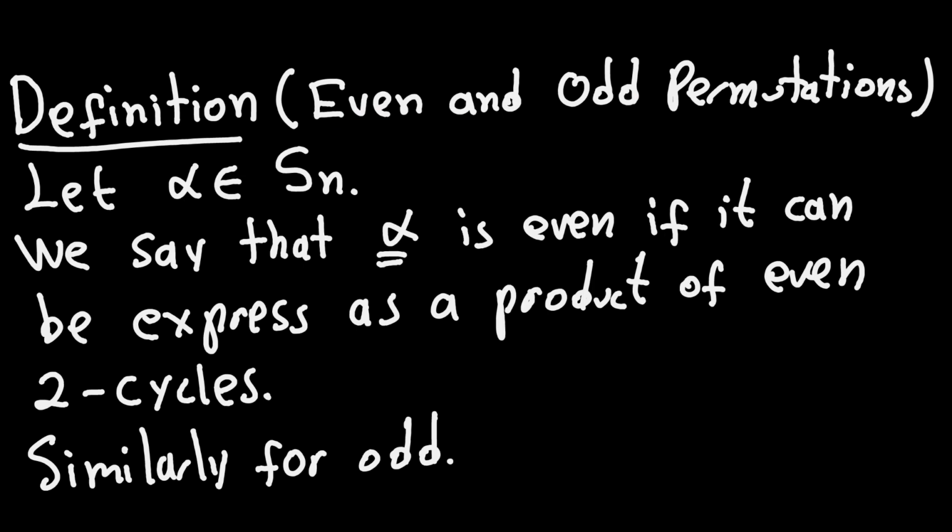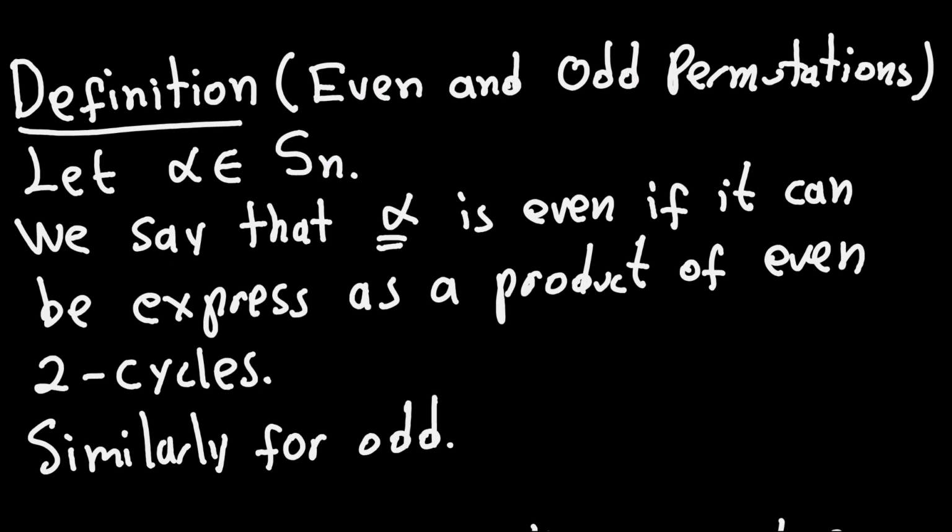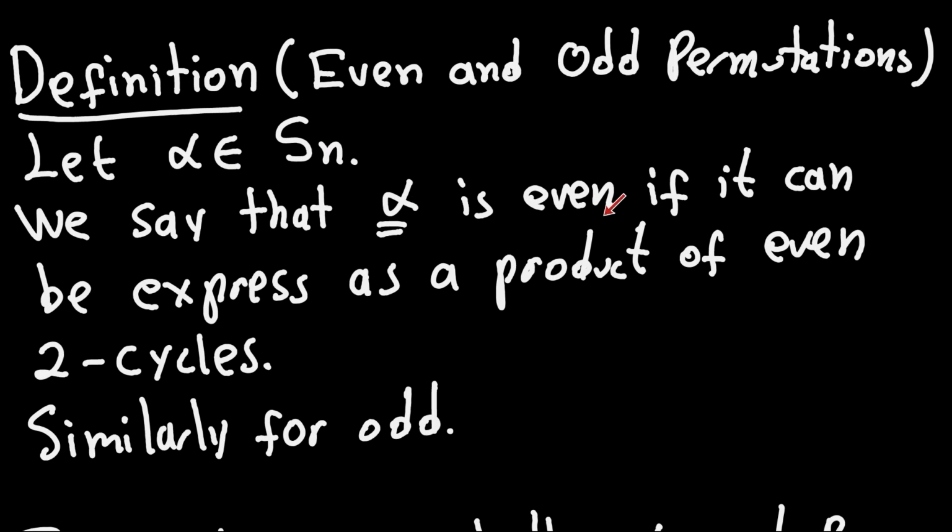Even and odd permutation. If we have a permutation alpha in Sn, we say that permutation is even if it can be expressed as a product of an even number of two cycles, and the same for odd. Now this definition will not make sense if you can take a permutation and express it as an even number of two cycles and as an odd number of two cycles. But by the theorem, this definition will make sense, because whenever you have a permutation, it is always a product of an even number of two cycles or an odd number of two cycles.